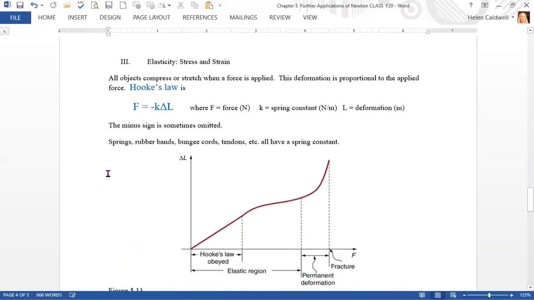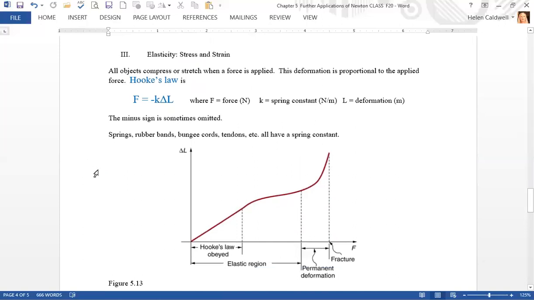All right, moving along. Elasticity, stress, and strain. When you compress or stretch an object, you have to apply a force, and the deformation is going to be proportional to that applied force. So we have an equation called Hooke's law that is associated with things like springs or bungee cords or things of that nature. Hooke's law is F equals minus K times delta L.